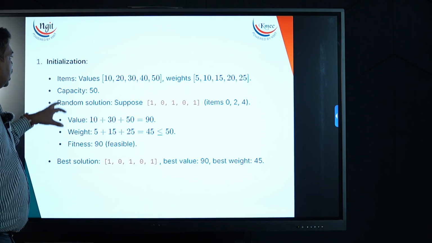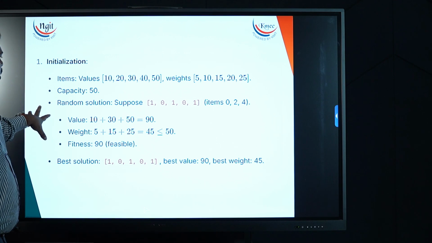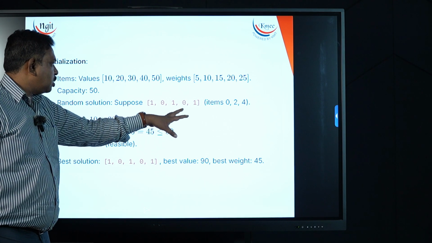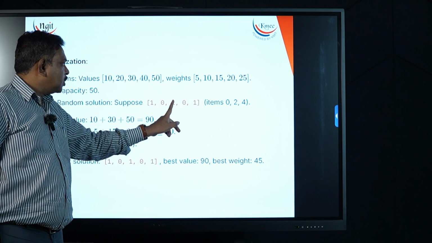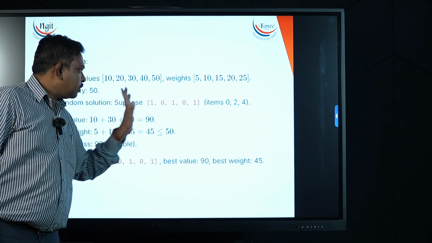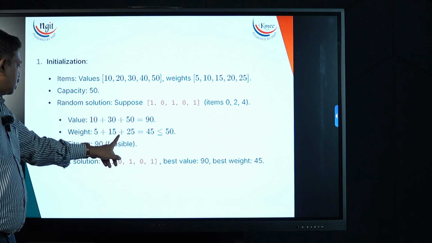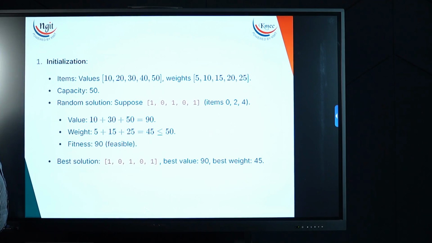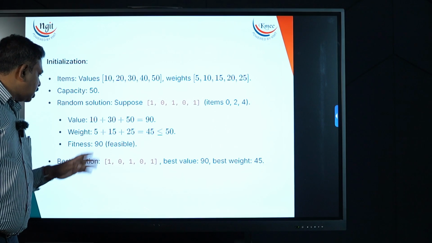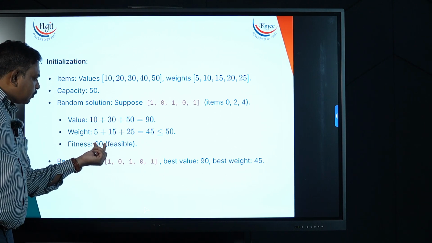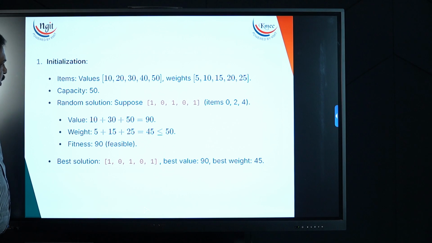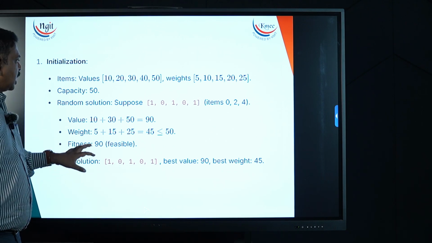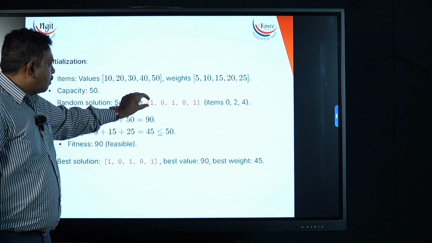So the initial state I represent as 1, 0, 1, 0, 1. As I said, this is the first item. I selected the first item, third item, and fifth item. When I combine their values, 90, and weights, 45, less than or equal to 50. Now I calculate a fitness score, 90, feasible, because 45 is less than or equal to 50, it is satisfying our constraint, so it is feasible. I accepted this as my current state.